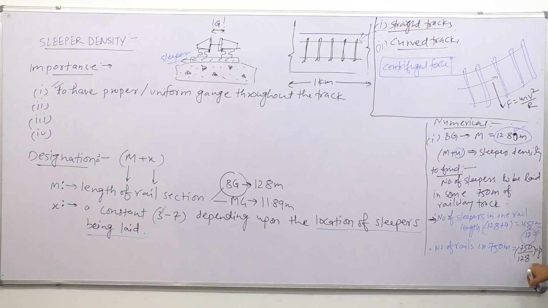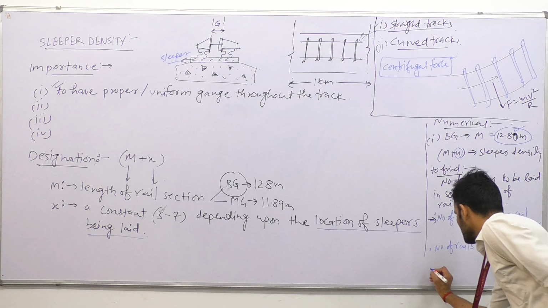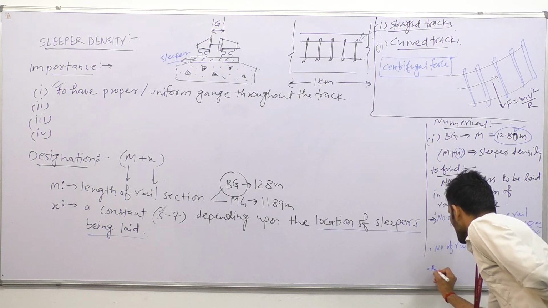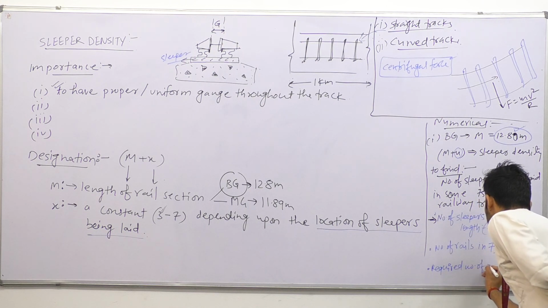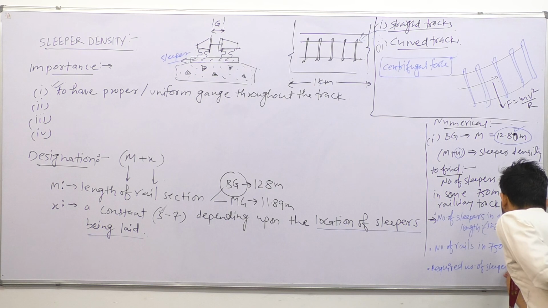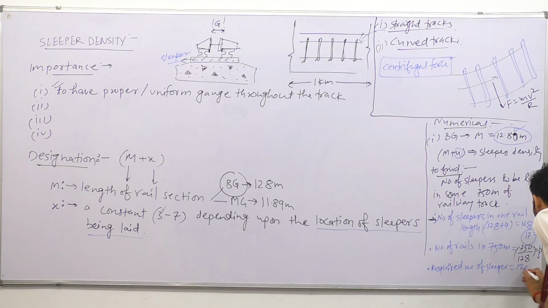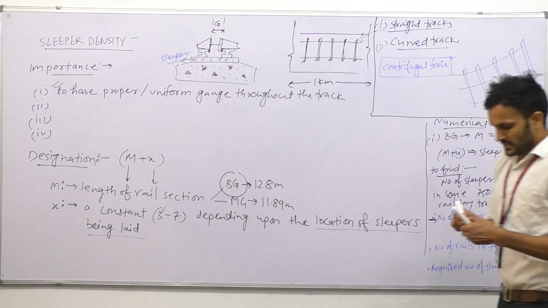And this should also be an integer, because if it comes out like 13.8 rails, 0.8 rails means what? It is not like that. It must be an integer, so it is rounded off to the next highest integer. Having the value of P, the third and last step is the required number of sleepers, given by 17 into P.